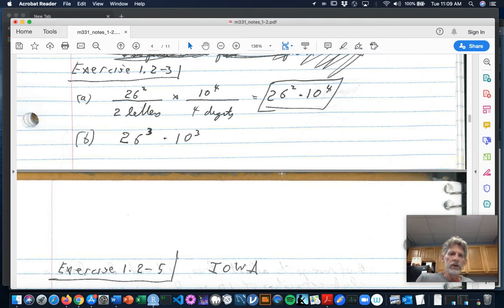Well, it looks like we got 2 tasks. We got to make our 2 letters, and then we've got to make our 4 digits. Well, 26 squared for the 2 letters, 26 times 26. So kind of multiplication principle within multiplication principle here. And 4 digits, 10 to the 4th, just like in the preceding example. So 26 squared times 10 to the 4th is our answer.